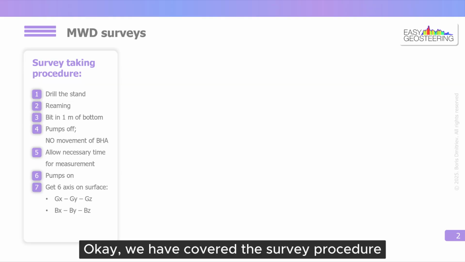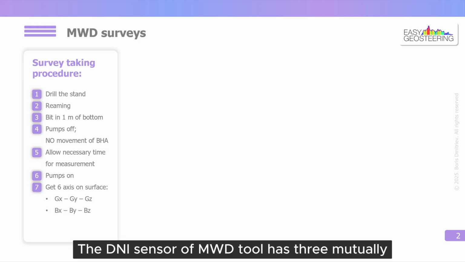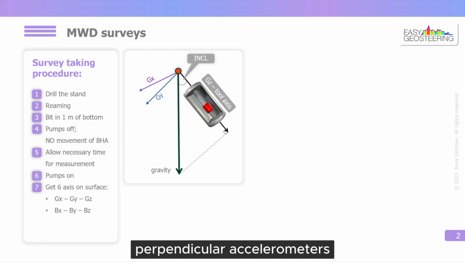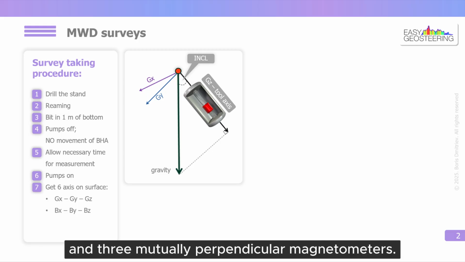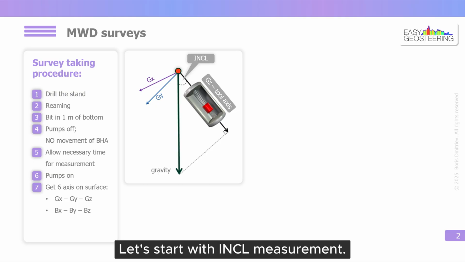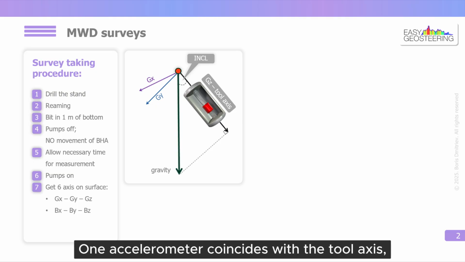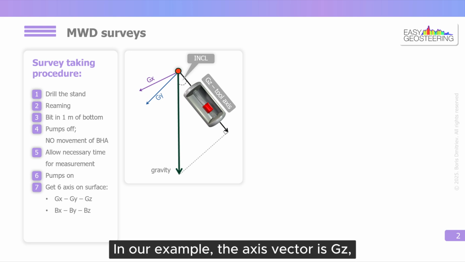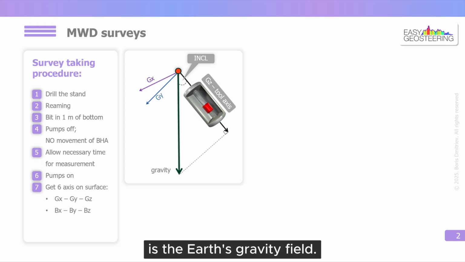Okay, we have covered the survey procedure, and now let's dive deeper into the 6 raw axes. The DNI sensor of the MWD tool has 3 mutually perpendicular accelerometers and 3 mutually perpendicular magnetometers. Let's start with inclination measurement. One accelerometer coincides with the tool axis, while the other two lie in the plane perpendicular to it. In our example, the axial vector is GZ, but in other cases it can vary. So, the basis for inclination measurement is the Earth gravity field.